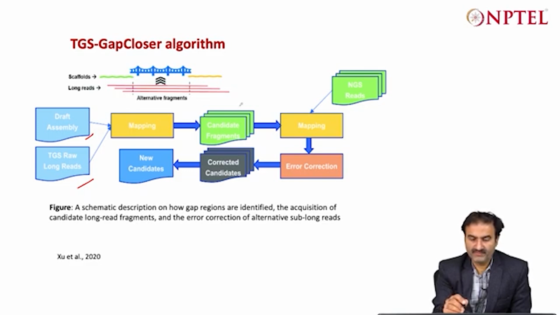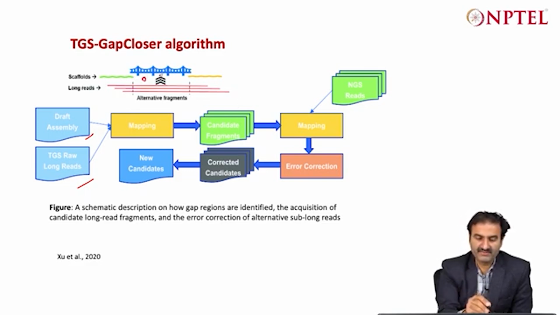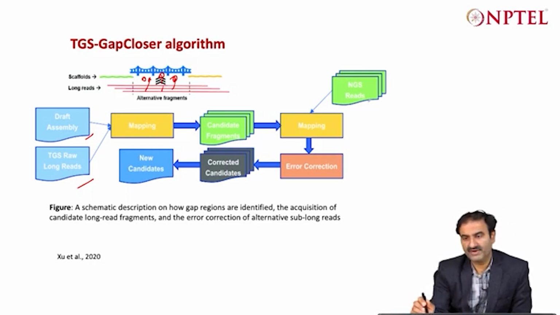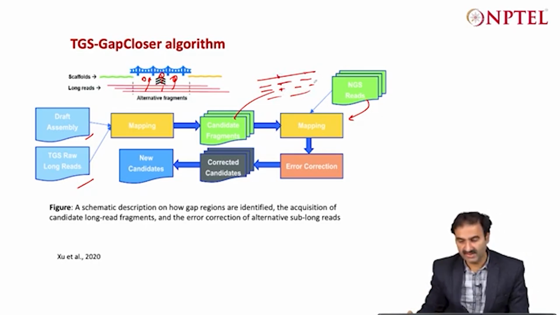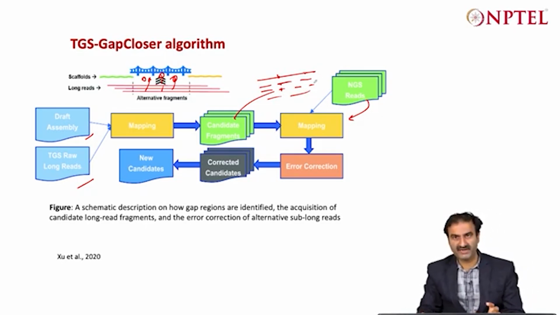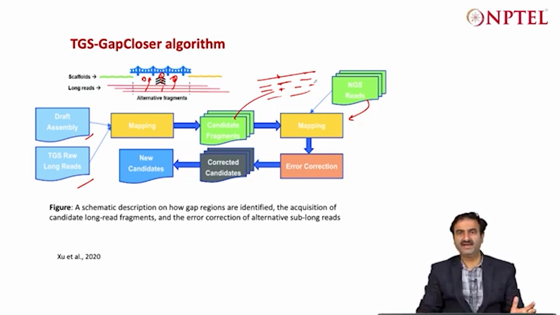Okay, so basically we know that some gaps have to be filled up, right? So we will find the long reads that align well into those regions. Then on those reads we will map the short reads. So in this candidate fragment that we have got, we will map the short reads and correct the errors in this read using the information from the short reads, right? And after the error is corrected, the corrected candidates we will take and use as new candidates to fill up the gaps.